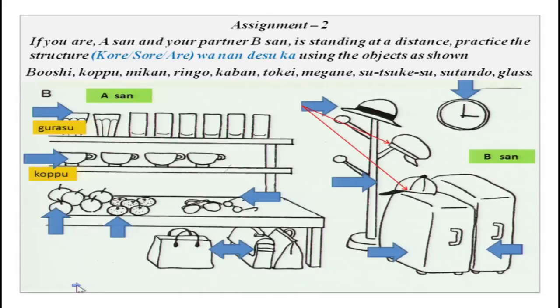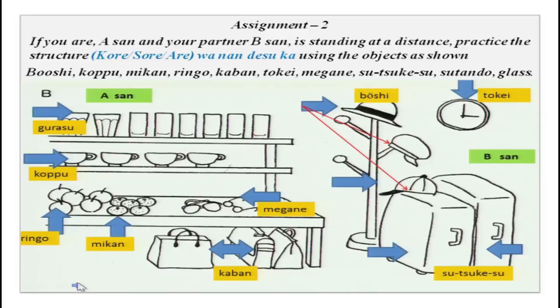We have glass over here for you. Then koppu, boshi, ringo, megane, mikan, mikan is orange, kaban, both these are kaban, but this is not a kaban, please. Tokei, suitcase, stando, stando is where you put your coat or your cap, just hang it over there. So you can practice with your partner and get to know the words, as well as do renshu, practice of kore, sore and are.